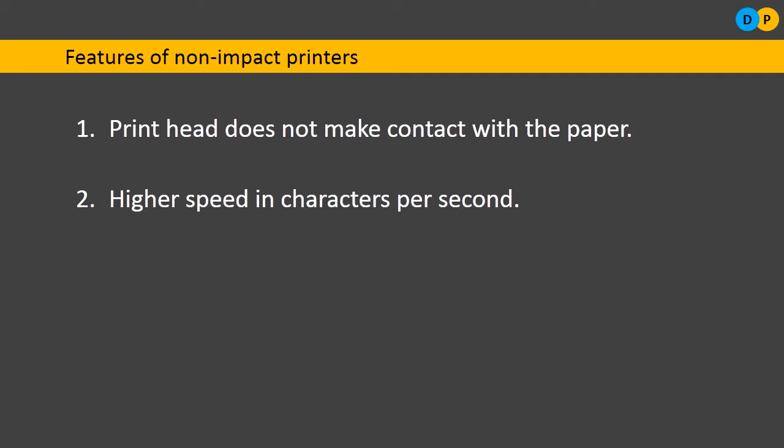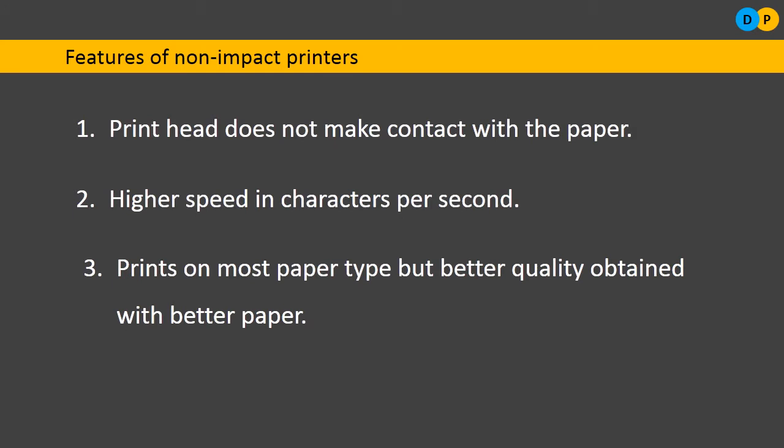Then here in high speed, the speed in non-impact printers is measured in terms of ppm, that is pages per minute. But in impact printers, the speed is measured in CPS, characters per second. So for the non-impact printer, the speed is measured in pages per minute. Usually an inkjet printer is capable of producing 12 to 24 pages per minute.